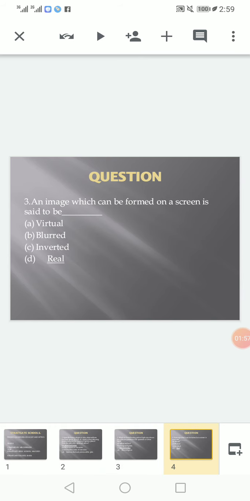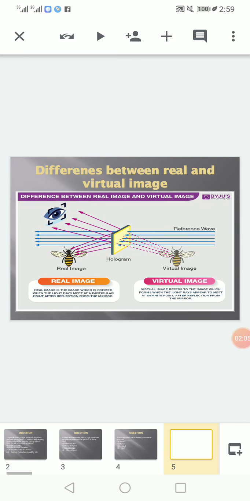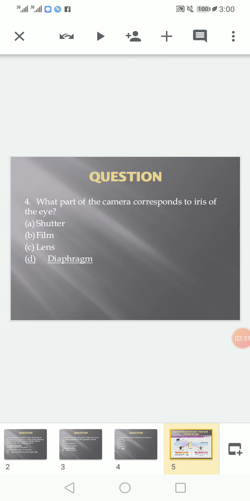This question says, an image which can be formed on the screen is said to be what? An image formed on the screen is called a real image. Now, this slide throws more light on the differences between real and virtual images. A real image is formed when the light rays meet at a particular point after reflection from the mirror, while a virtual image forms when light rays appear to meet at different points after reflection through the mirror.